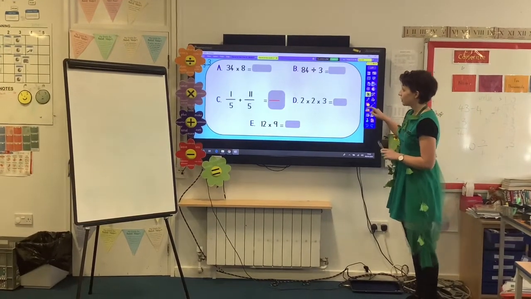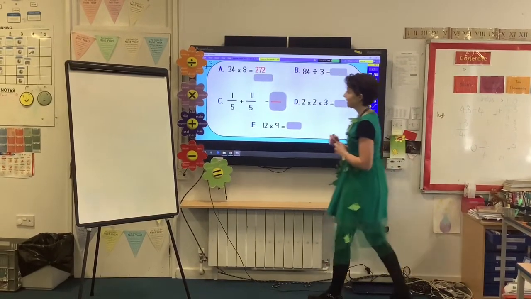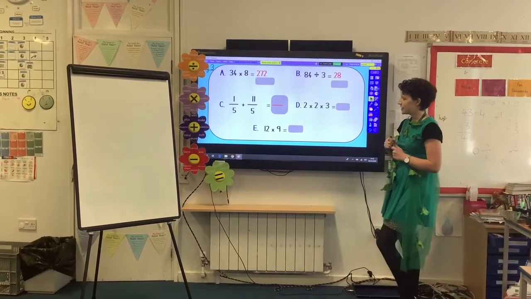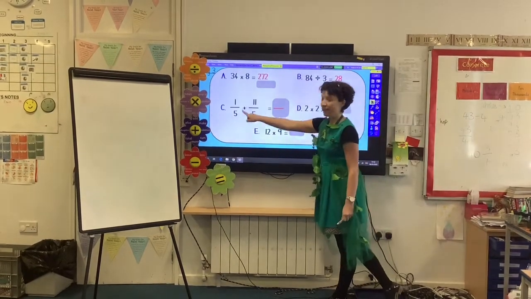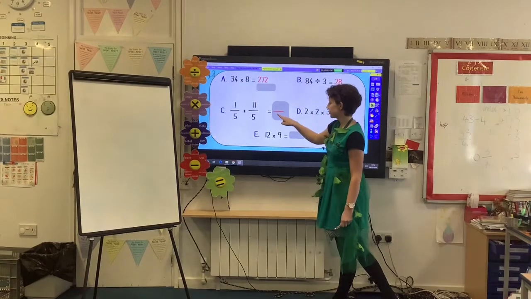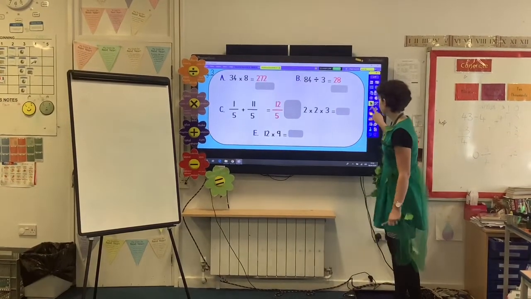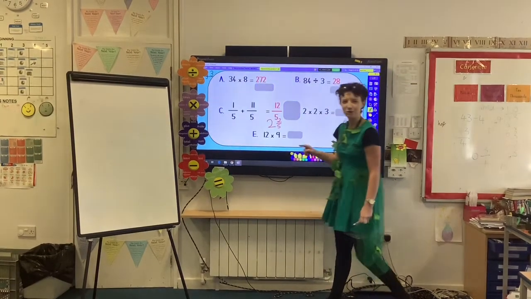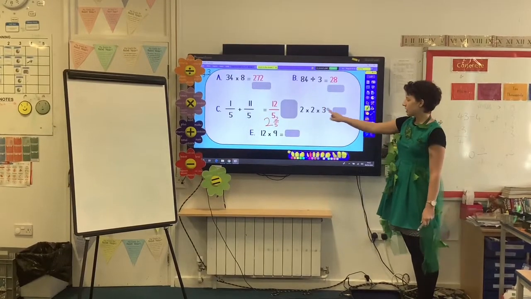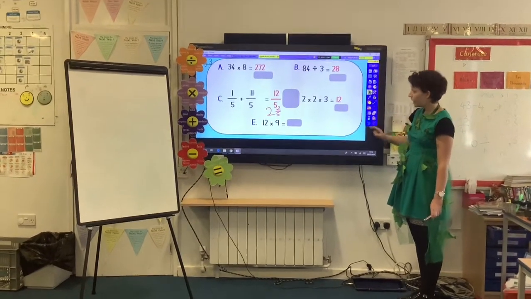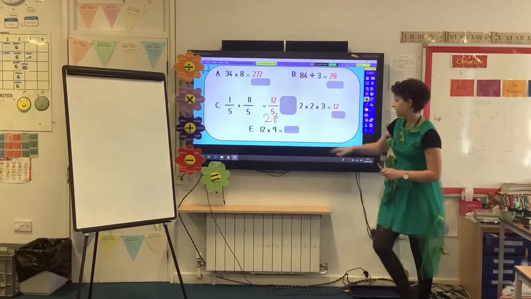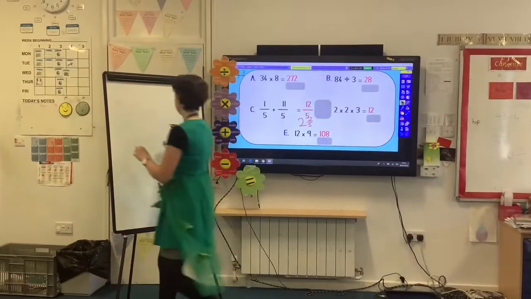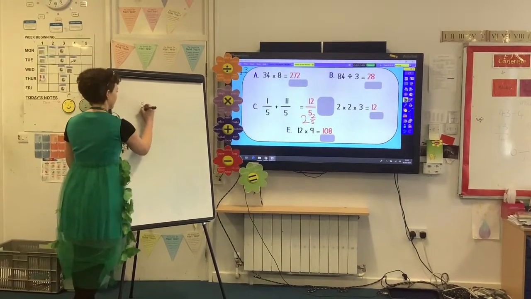So, A, we've got 34 times 8, our product is 272. B, 84 divided by 3 is 28. C, again, we've got the same denominators, add our numerators, so we've got 12 fifths. You may also have got the answer 2 and 2 fifths, which would also have been right. And then 2 times 2 times 3 is 12. And then E, 12 times 9 is 108. We are just going to work through B together. I think that's the only one we're going to do from today's lesson.